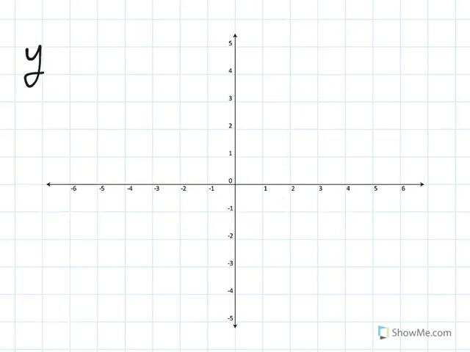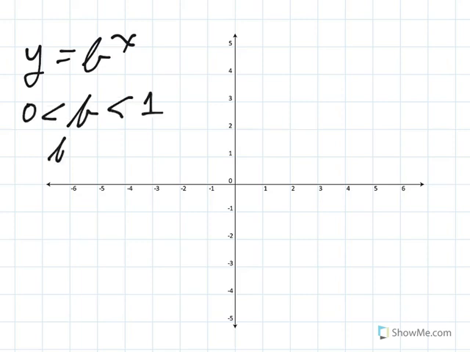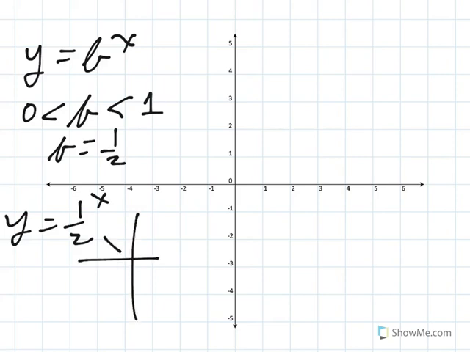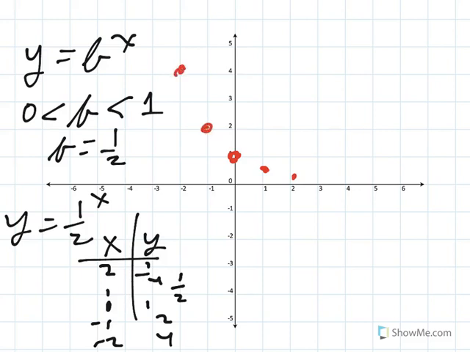Now, when b is between 0 and 1, for instance, if b equals 1/2, this becomes y equals 1/2 to the x power. If I made a chart for that, with x values 2, 1, 0, minus 1, minus 2, we get 1/4, 1/2, 1, 2, 4. So that would look like this, still (0, 1), but now it's got (1, 1/2), (2, 1/4), and (-1, 2), and (-2, 4). That ends up being a mirror image of the last one.